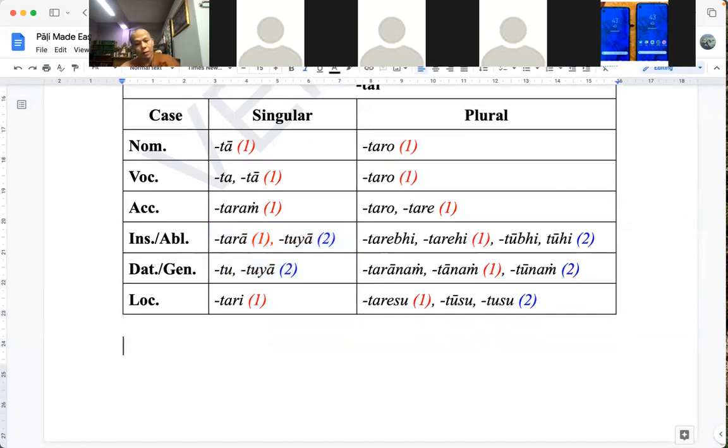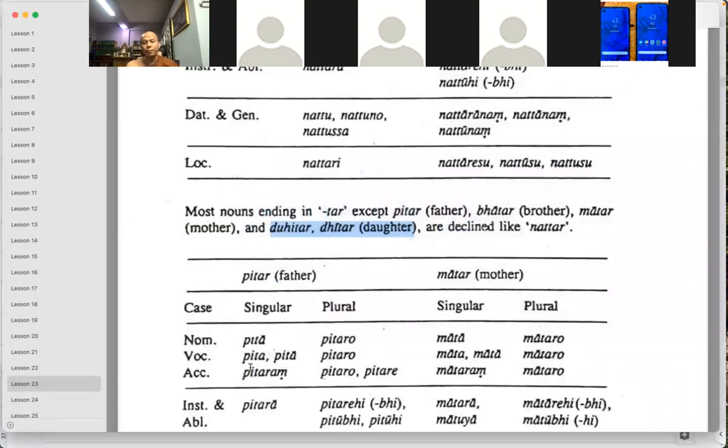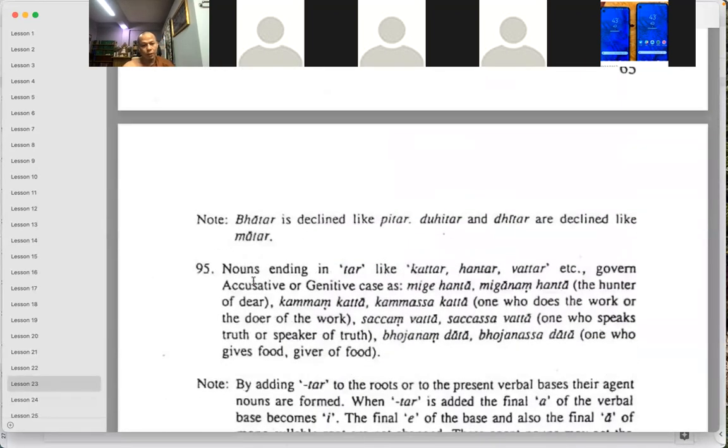Okay, now let's go back to the PME easy. So in PME easy, you see, bada is defined like beta, so beta and bada are the same, and duhida and didar are like matar, okay, they are feminine gender, that is one. And then this one, yesterday, the dar and handa govern the accusative case or genitive case.